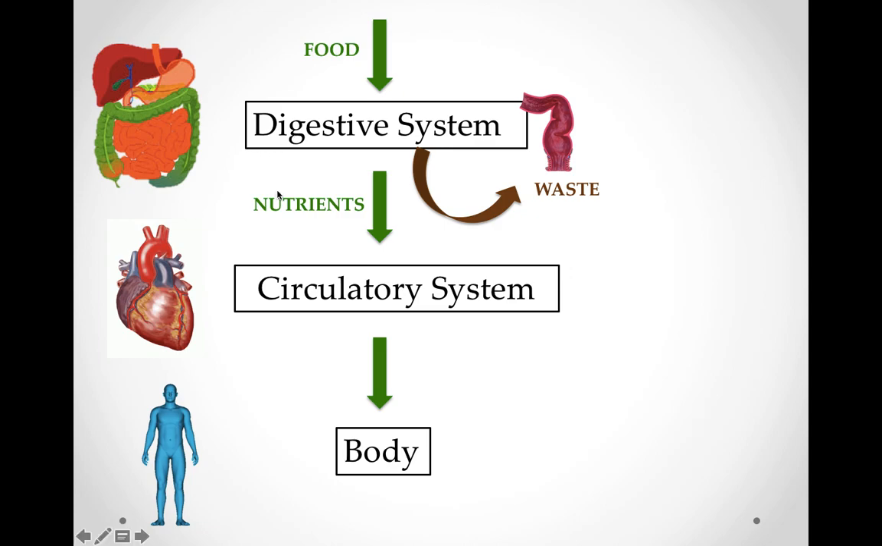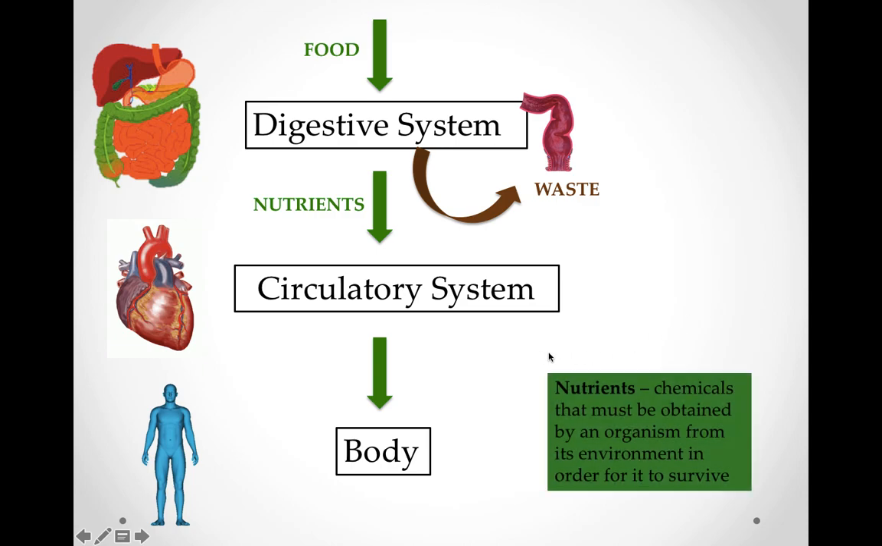And then we see this term nutrients. You guys are familiar with it, but just so we look at a bit of a definition. Nutrients are the chemicals that must be obtained by an organism from its environment in order for it to survive. And when we say from its environment, we mean from food.